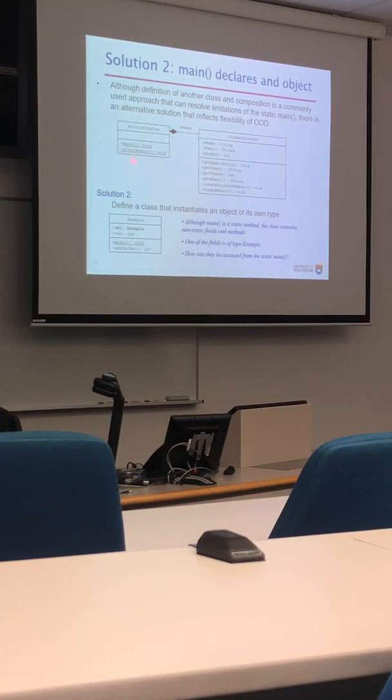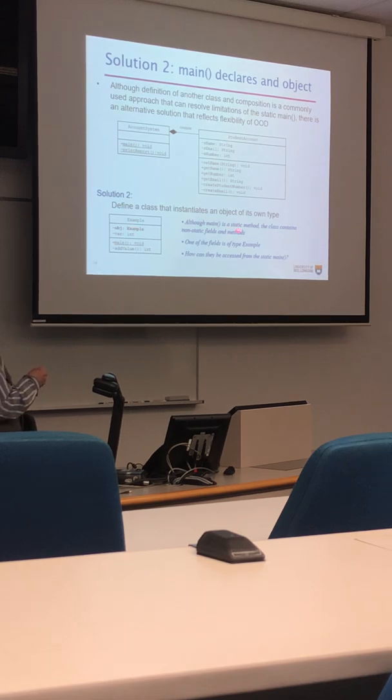Other alternatives. Now the main method is defined in a class. And what happens if the main method is defined in a class called Example? In this class, you also have instance variables which are private. You also have instance methods which are private, in case you have more than one. In that case, how are you going to access them? So define a class that instantiates an object of its own type. So therefore, you can see that it is an object of its own type.